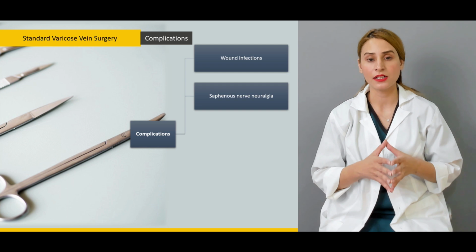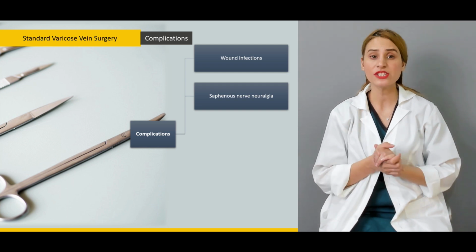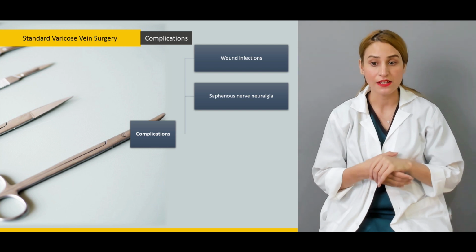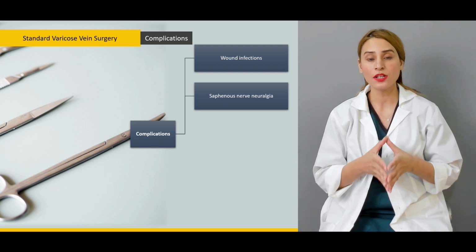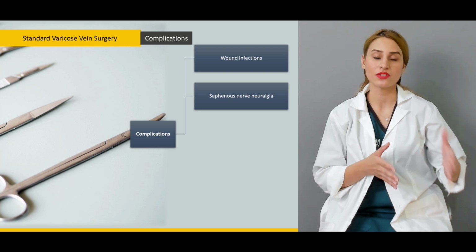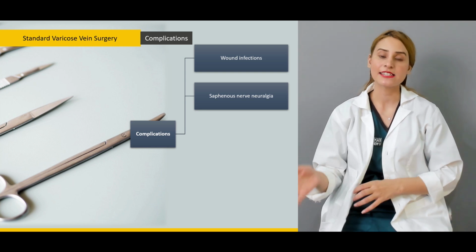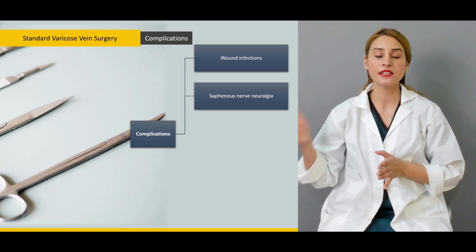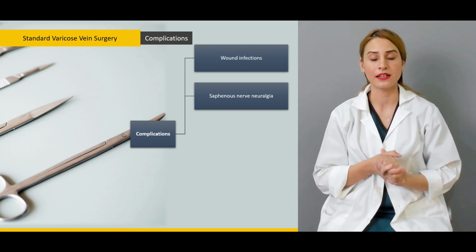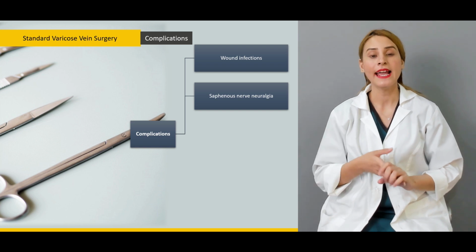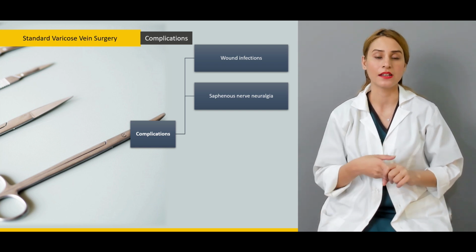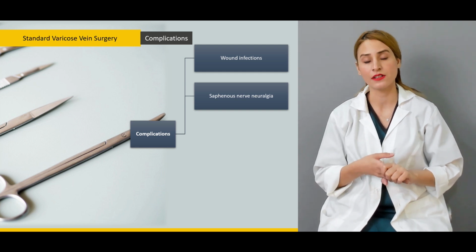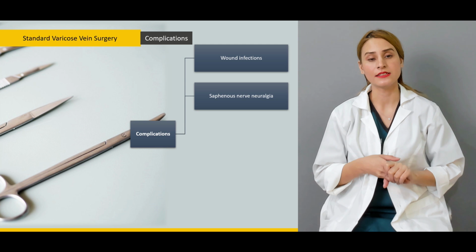And the other complication which can be possible in a standard varicose vein surgery is saphenous nerve neuralgia. We know that the great saphenous vein is running more medially, and the small saphenous vein, or the short saphenous vein, is running laterally. So if you're performing the surgery on the small saphenous vein on the lateral side, it can lead to sural nerve damage.